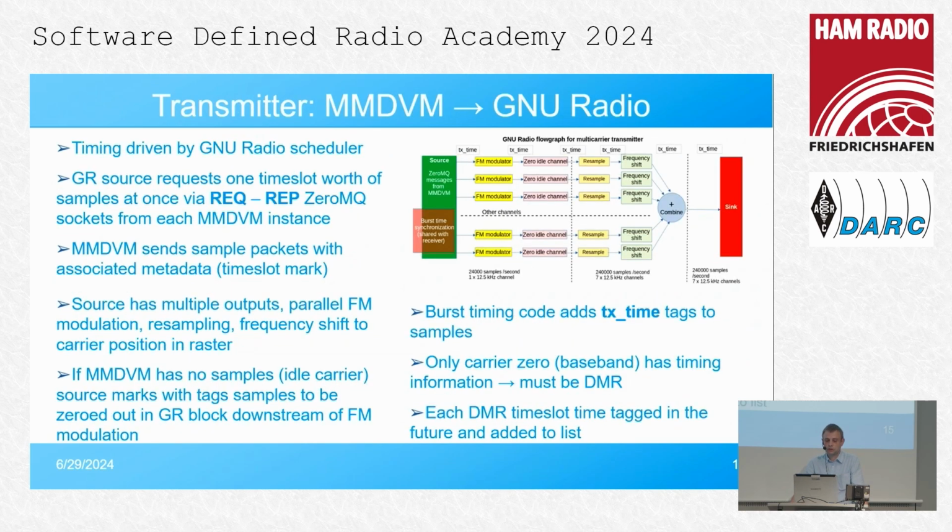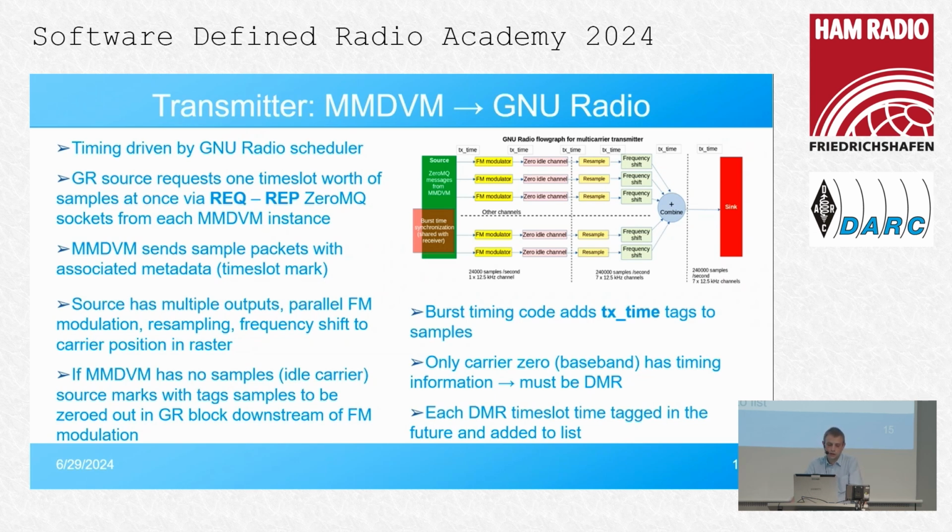The transmitter is a bit more complicated than a receiver. The timing is driven by the GNU Radio scheduler. The source will basically request one time slot worth of samples from MMDVM via 0MQ request-reply sockets. And then the source will have multiple outputs connected to each branch of the flow graph, with basically the same process repeated in reverse: frequency modulation, resampling, and frequency shift to the carrier position in the frequency raster.